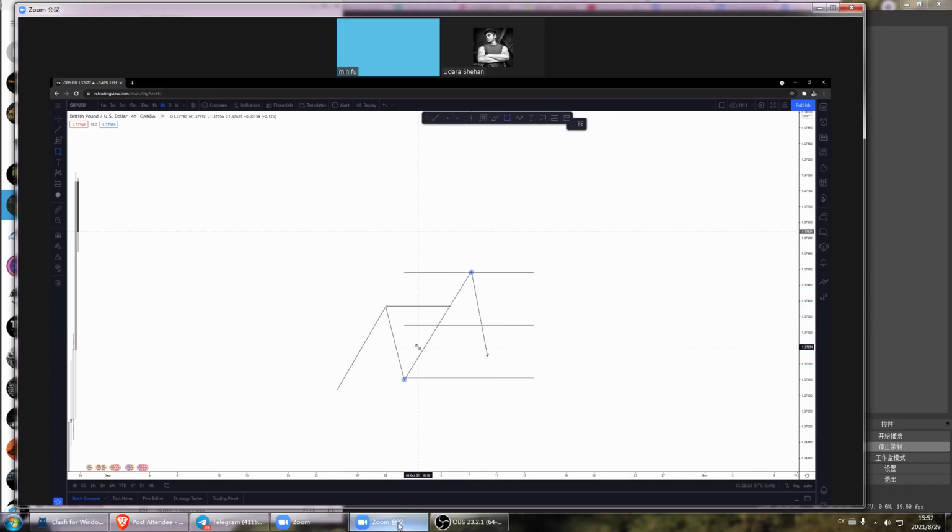Let's assume that we entered from somewhere around here. So this is where we exit, this is where we take our profits. This right here is the safest target.